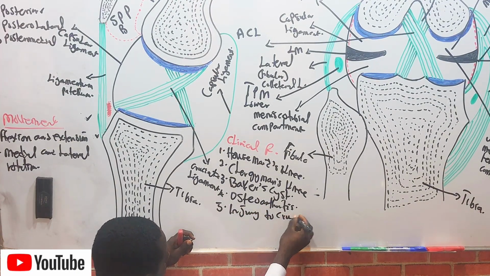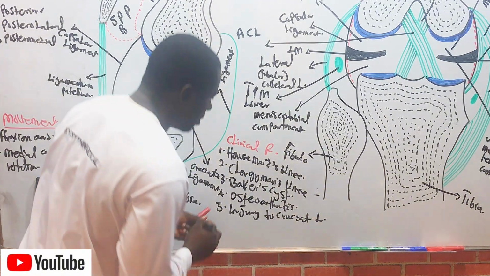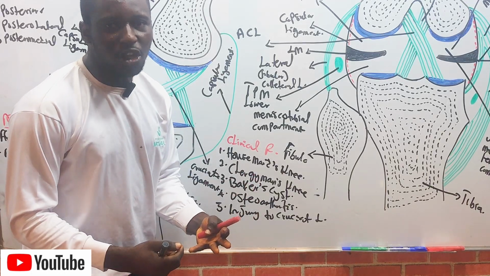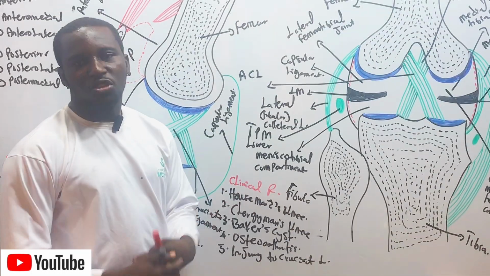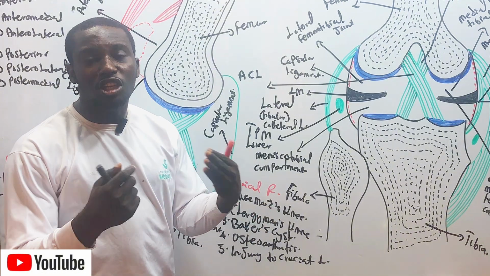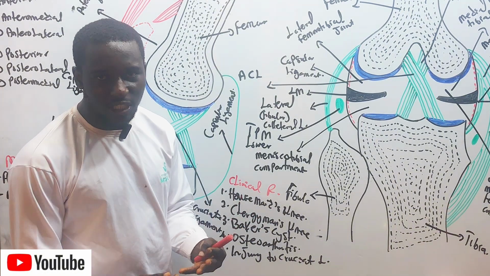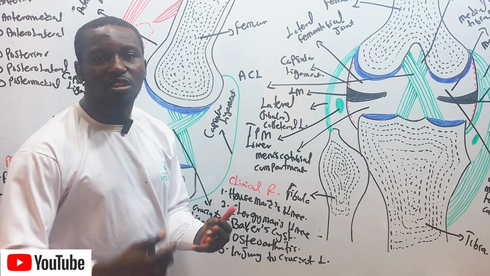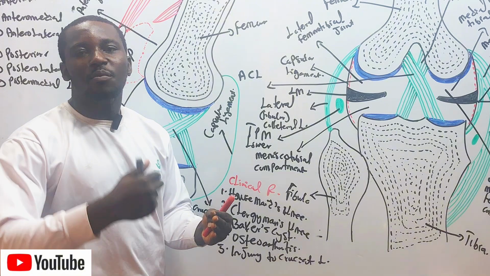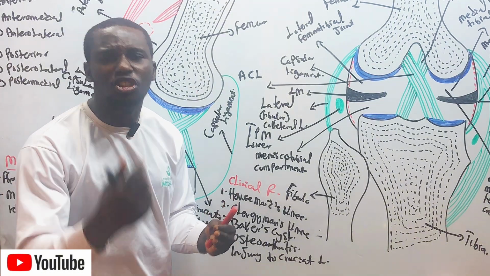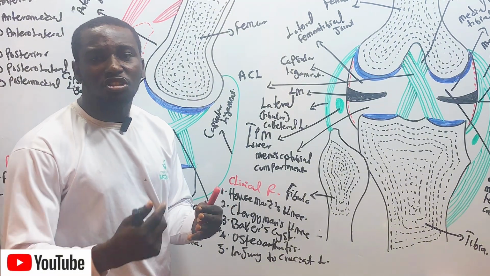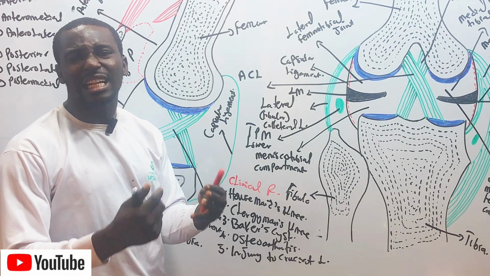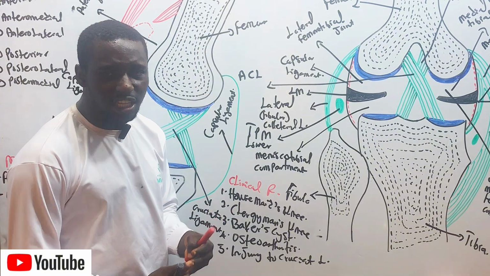The next is injury to the cruciate ligament. Injury to the cruciate ligament could occur in the knee joint, because we have two cruciate ligaments, the anterior and posterior cruciate ligament. But the one that is more prone to injury is the anterior cruciate ligament. Now, posterior dislocation of the knee joint could lead to injury to the posterior cruciate ligament, while anterior dislocation of the knee joint could lead to injury to the anterior cruciate ligament. And when there's an injury to the anterior cruciate ligament, there will be hypermobility of the anterior-posterior movement of the knee joint.